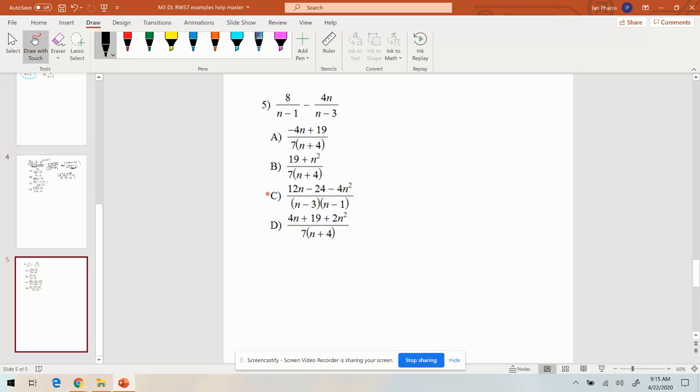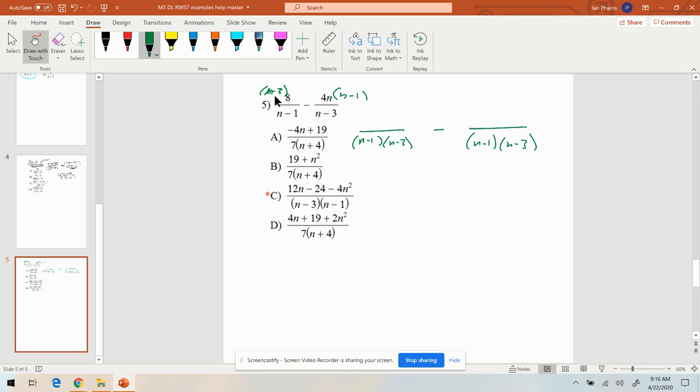Let's go to the last one where we have to subtract again. Again, same concept. We're going to be multiplying by the other denominator. So for this one, I'm going to multiply this denominator times n minus 1 and this denominator times n minus 3. Let's see, I know both my denominators are n minus 1 and n minus 3. Let's put these down here like this, n minus 1 and n minus 3.